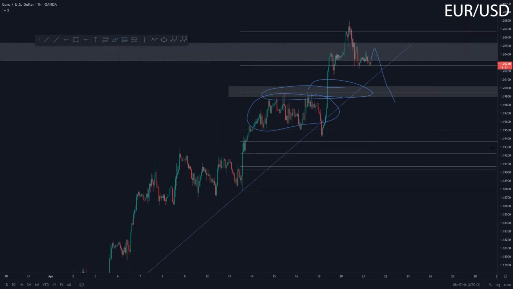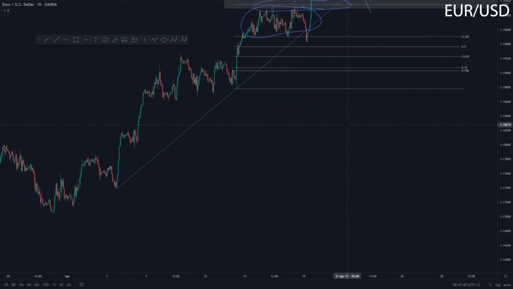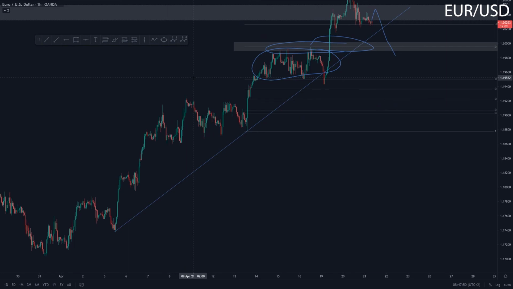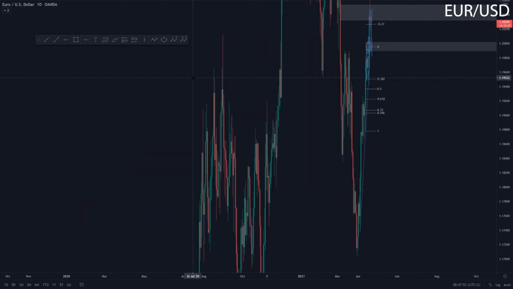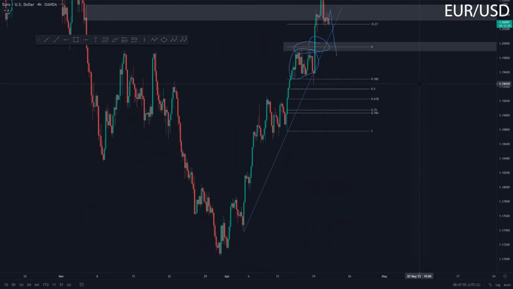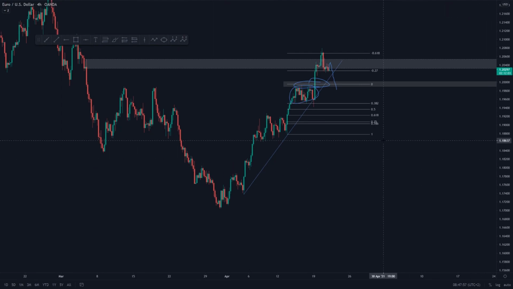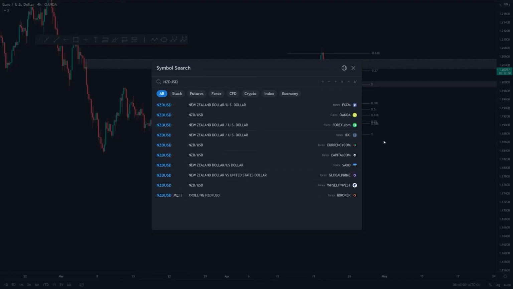We don't have to break the trend line, we can also just spike through and find support at previous resistance. However, I am a big fan of an overall larger pullback on these pairs, especially on the dollar pairs. So with that said, let's head over to Kiwi dollar.